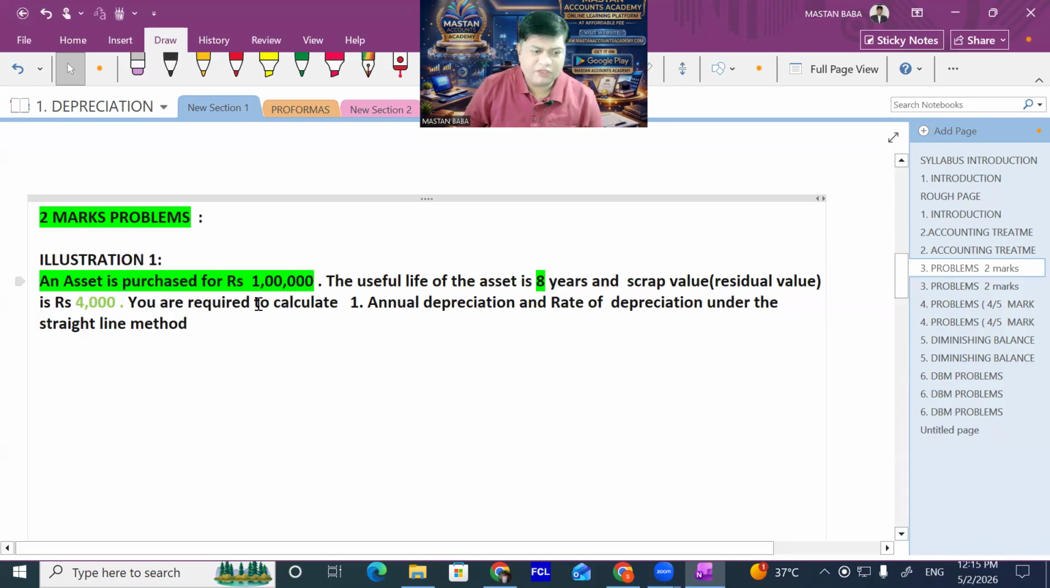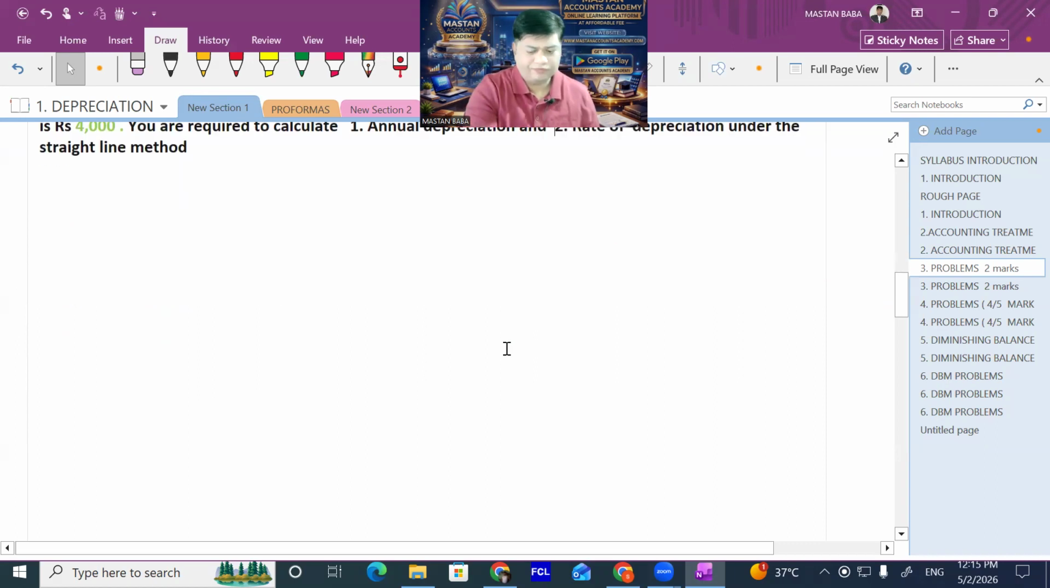So an asset is purchased for 1 lakh. The life is 8 years. And scrap value after 8 years is how much? 4,000. You are required to calculate number 1, annual depreciation, and second one is the rate of depreciation. So let's do the answer solution here.